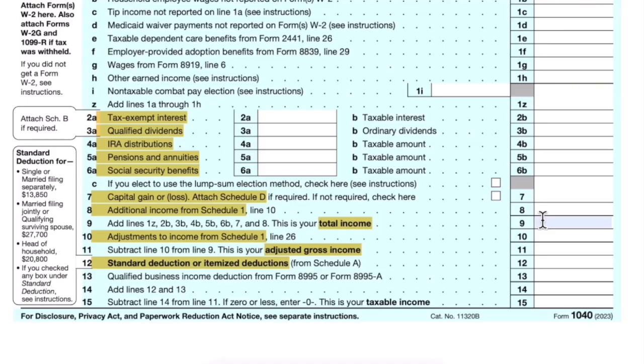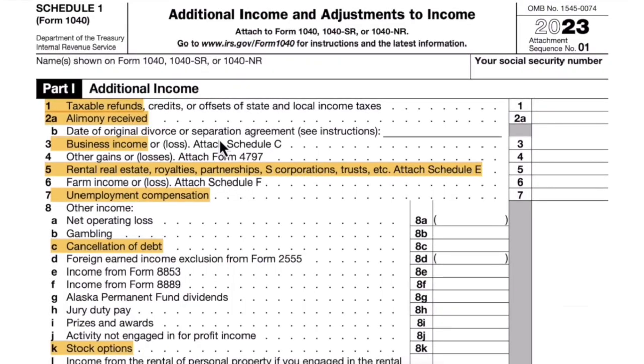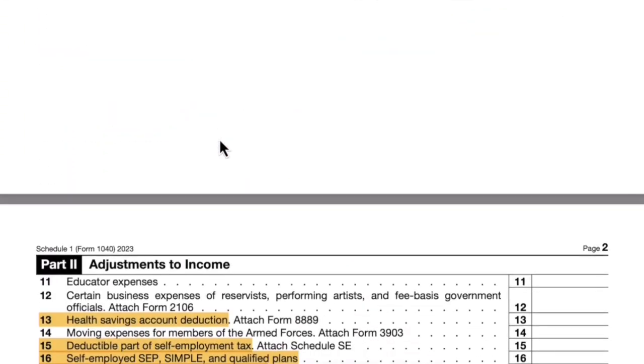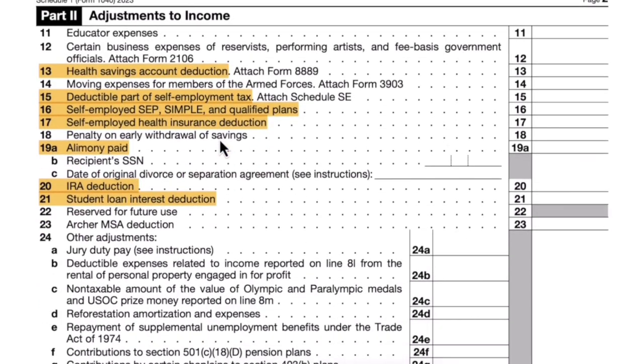So then we go back to Schedule 1, although this time we go to a different part of Schedule 1. So we go back to Schedule 1 and we see that on page 2, there are adjustments to income. And again, I highlighted the most common types of adjustments, but as you can see, there are tons of other adjustments. Most common ones are contributions you've made to a health savings account, like an HSA. If you are self-employed, 1/2 of that self-employment tax is deductible, so that shows up here.